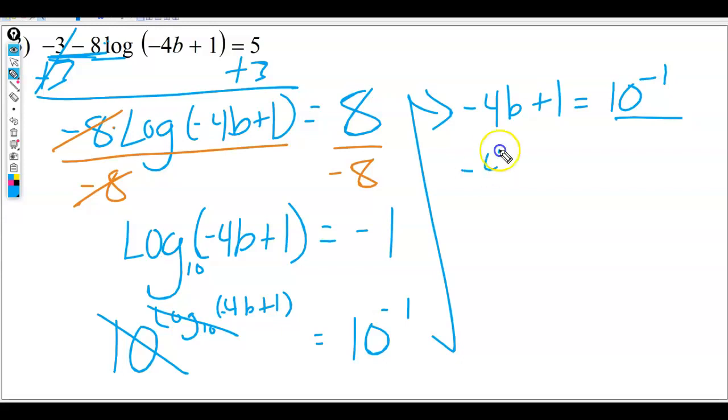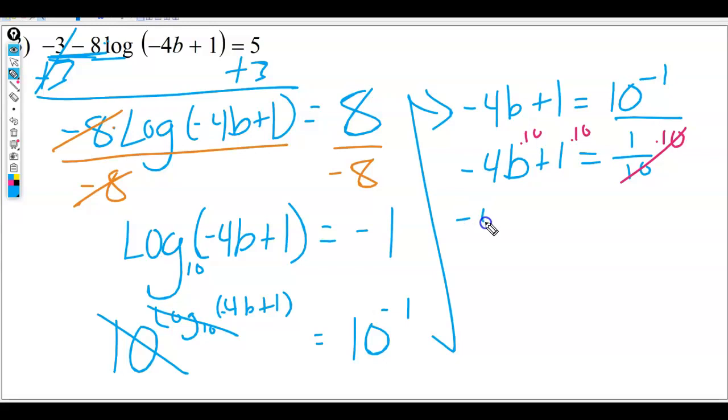10 to the -1 would be 1/10. Now nobody likes fractions, right? Mr. Bailey's taught us many times how to get rid of fractions. What did we learn about that? What we do is we multiply everything by that little denominator, right? Those cancel, and let's see what we have left as a result.